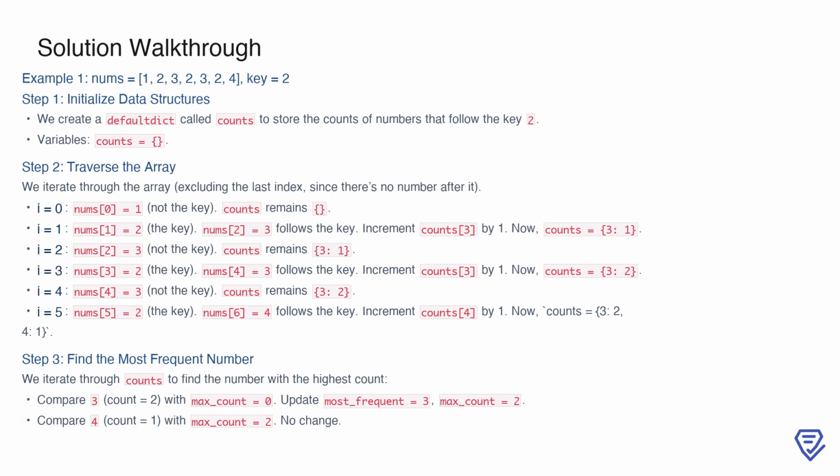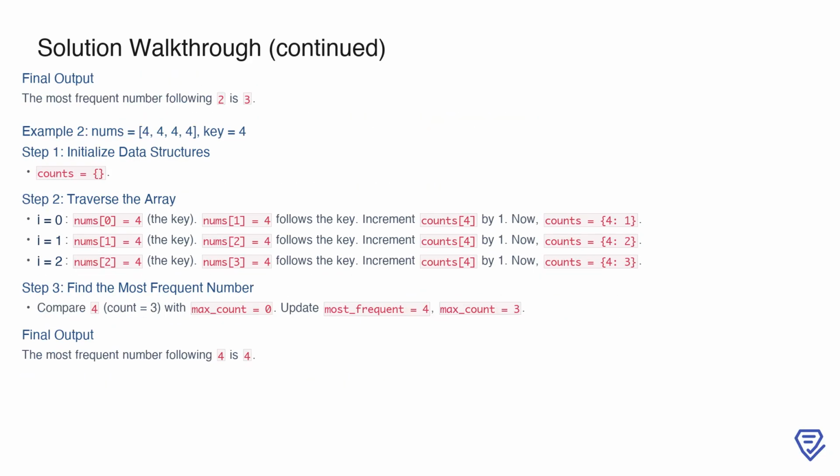After completing the traversal, we identify the number with the highest frequency in counts. Comparing the counts, 3 has a count of 2, which is higher than 4's count of 1. Thus, the most frequent number following the key is 3. The result of the first example tells us that the most frequent number following the key 2 is 3.